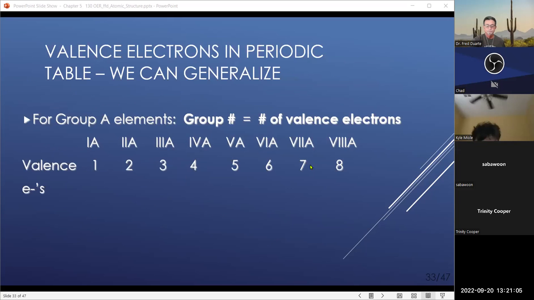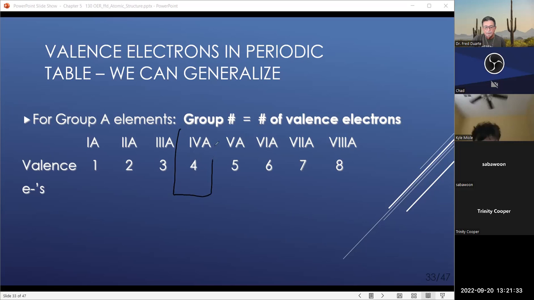Okay, so looking at the Roman numeral, that corresponds to the number of valence electrons for the A element. So it's shown here. 1A is 1 valence electron, all the way across the board to Roman numeral 8A, which has 8 valence electrons. Now here's something to note.